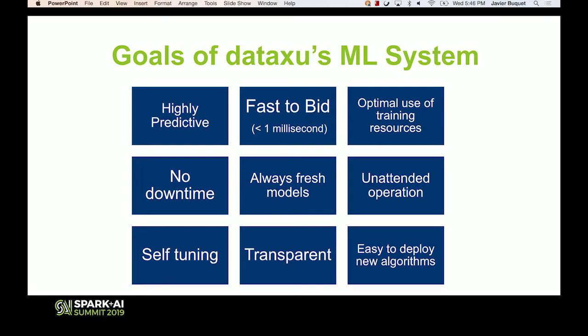We want to do more with less. We want to optimize our clusters. We want to optimize every single process of the machine learning system. It can go down, obviously.